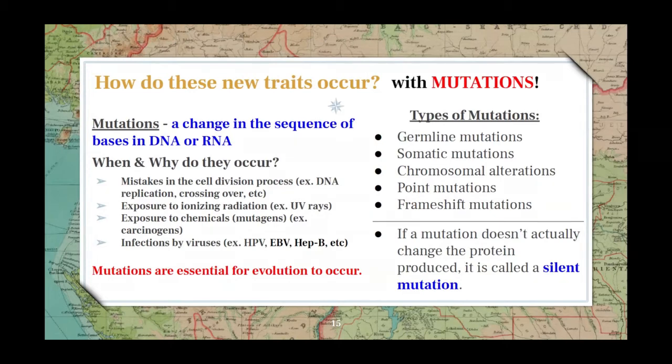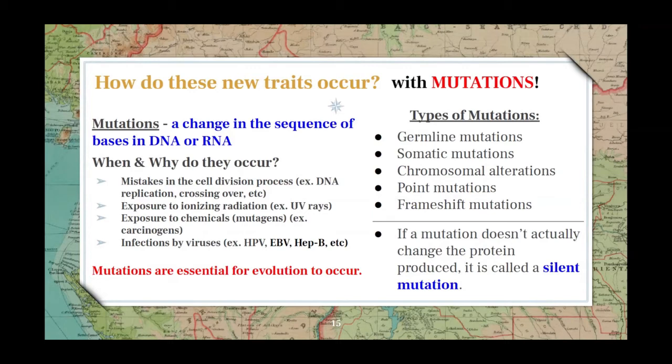Now, here's the thing. Mutations are essential for evolution to occur. There are different types of mutations. You have germline mutations, somatic mutations. Germline are usually within the gametes. Somatic are just your body cells. So chromosome alterations, for example, you're supposed to have 23 pairs, but you only have 22, or you have only a partial chromosome when you should have a full one.